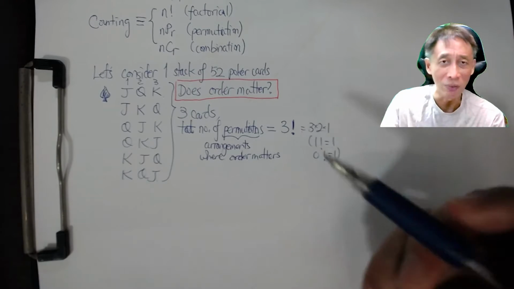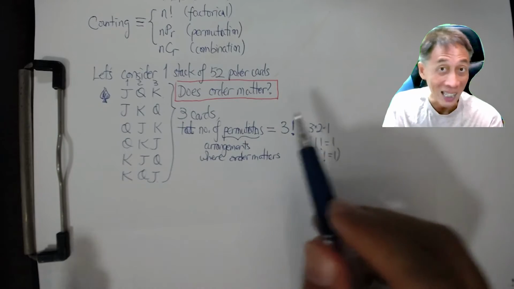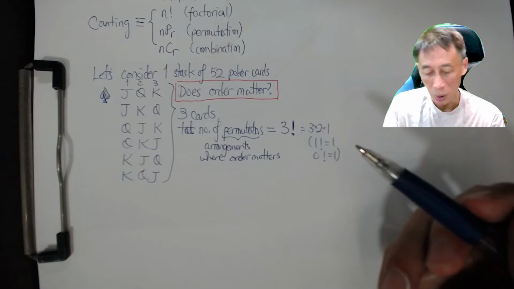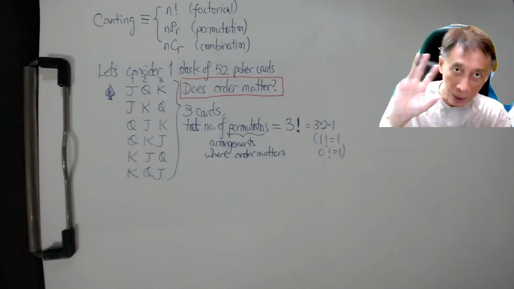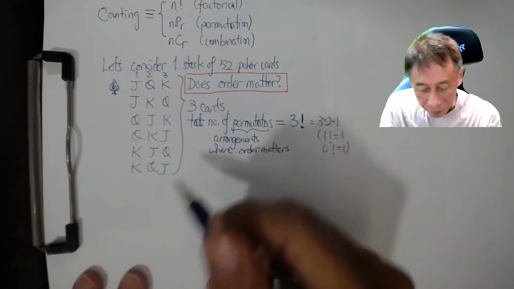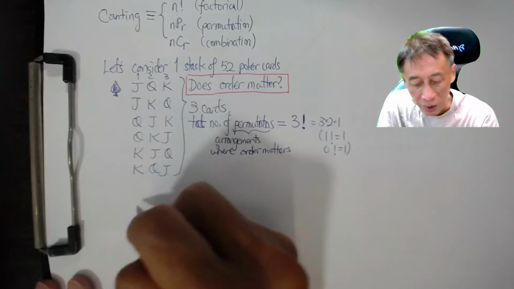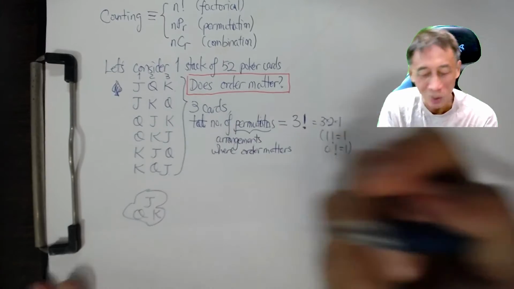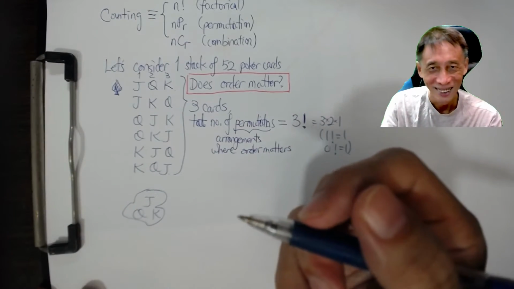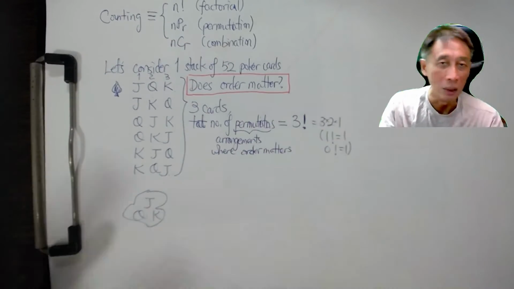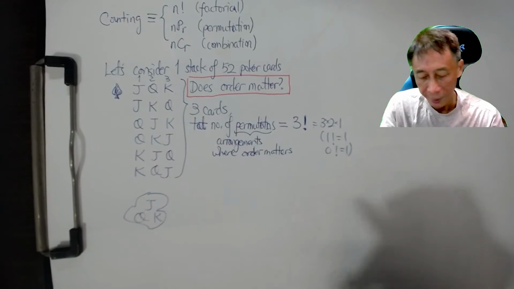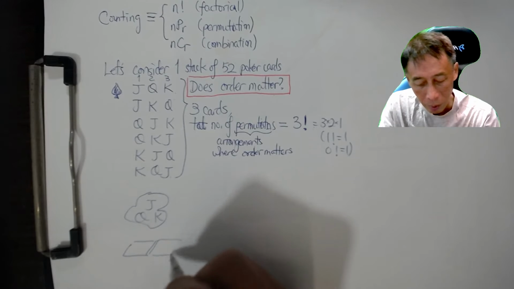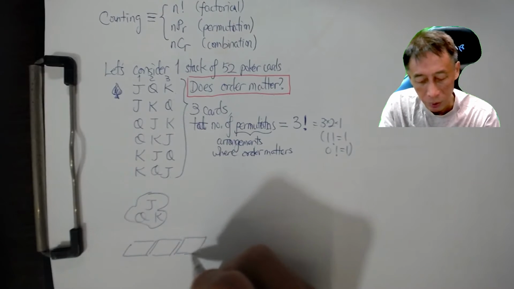How do I know it's 3 factorial, right? First of all, I look for hints and signs that order matters, okay? And then what? Let's think of the 3 cards, J, Q, K, as a collection. They are stored in a bag in no particular sequence. They're all jumbled up. And we have 3 parking lots. All right, so 3 parking lots.